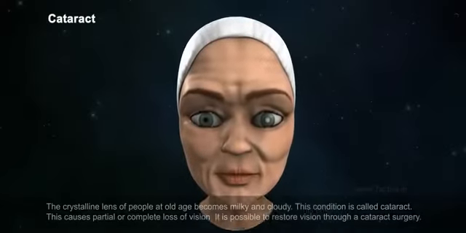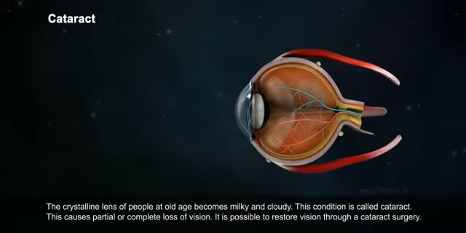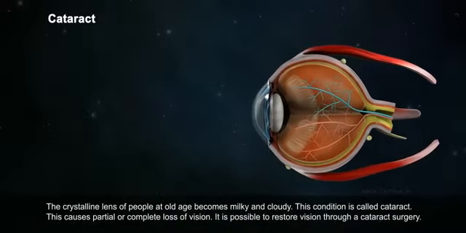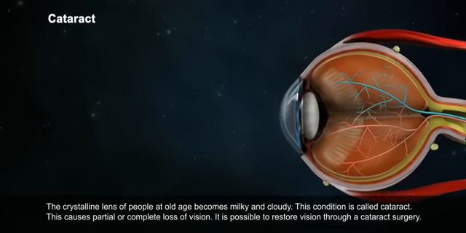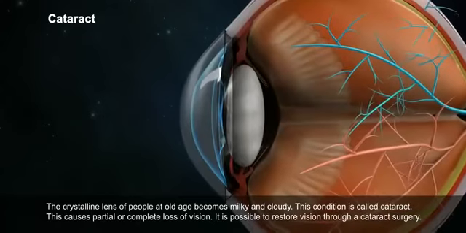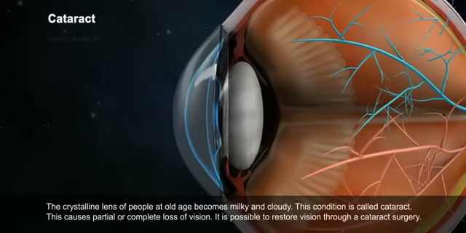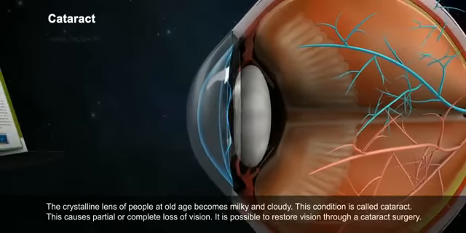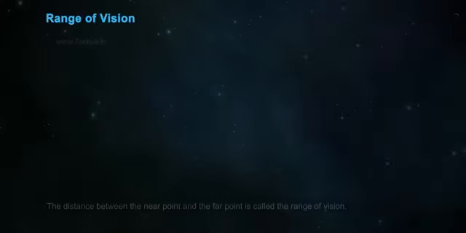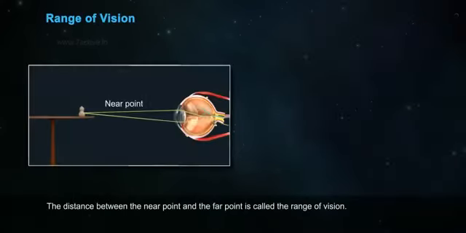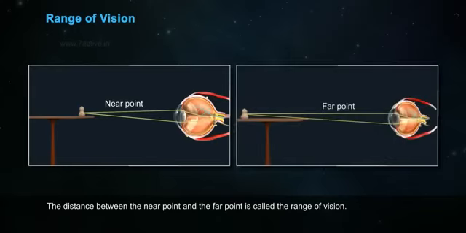Cataract. The crystalline lens of people at old age becomes milky and cloudy. This condition is called cataract. This causes partial or complete loss of vision. It is possible to restore vision through cataract surgery. Range of vision. The distance between the near point and the far point is called the range of vision.